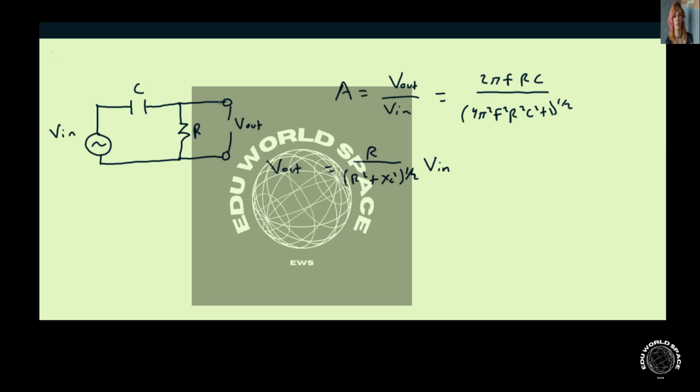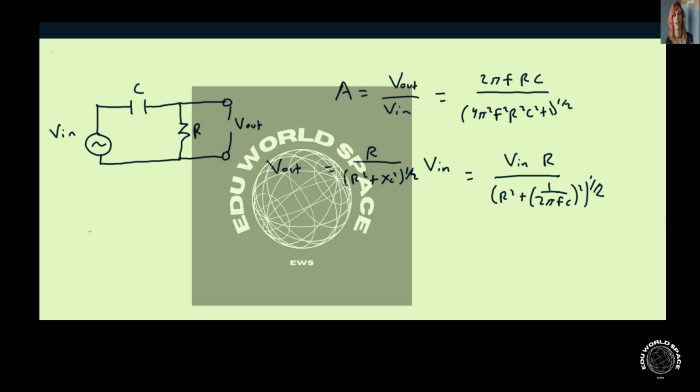So this tells us the ratio of how much voltage is dropped across the resistor, which is what we want to find. So this ends up being equal, simplifying the expression for the reactance of the capacitor, to the voltage input times the resistance over the square root of resistance squared plus 1 over 2 pi times the frequency times the capacitance squared. And as I said, all this square rooted.